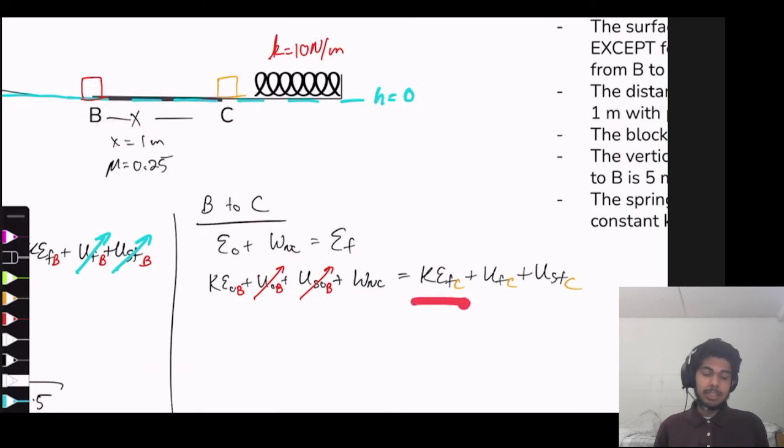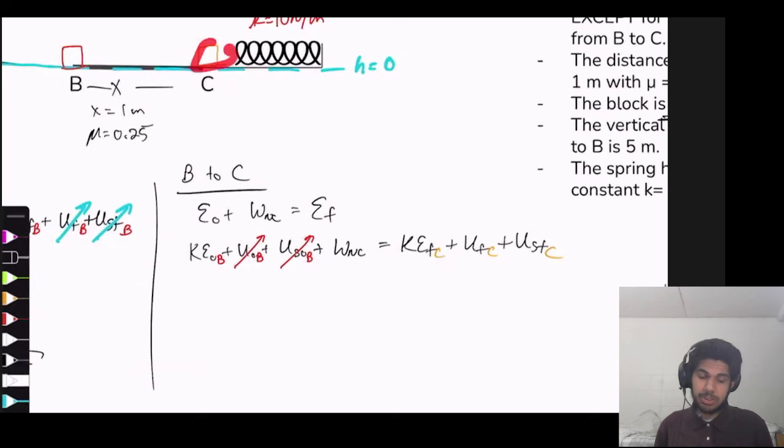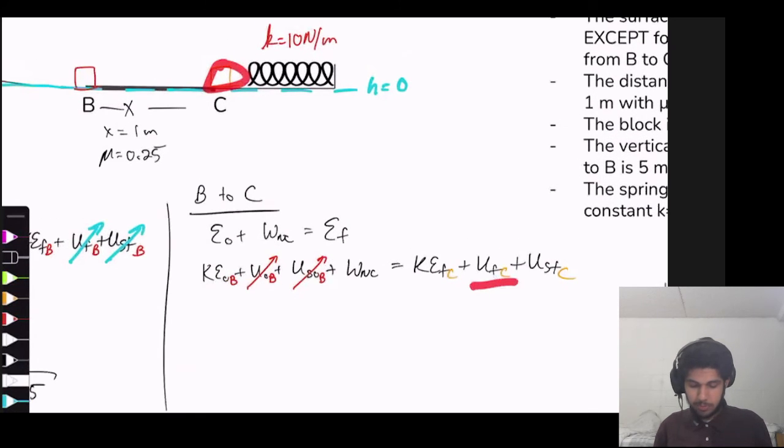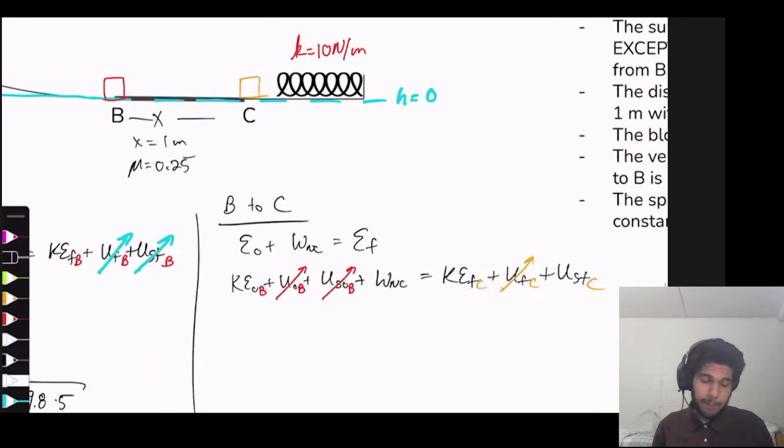Okay, let's look at C. Is there kinetic energy? Maybe. It's very possible that the block stops somewhere in between here. So we're not entirely sure, so let's keep that term there for now. Is there potential energy at C? No, because we're at h equals 0 once again, so that goes to 0. And then, is there spring potential energy at C? And the answer to that is actually no.